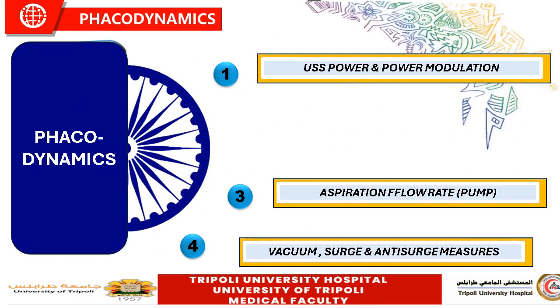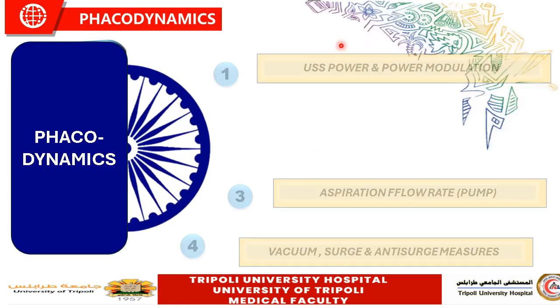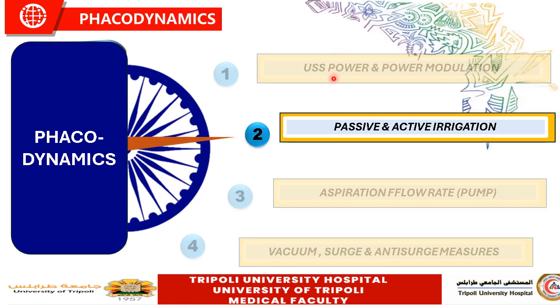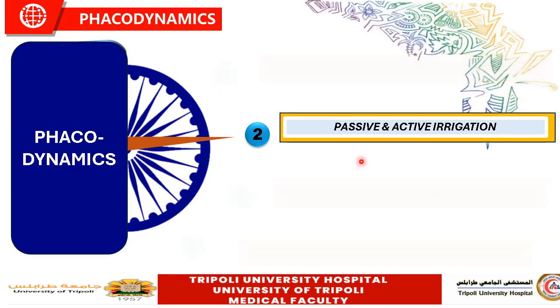Now, to remind you, we have finished the first item, which is the ultrasound power modulation. The next item we'll discuss is passive irrigation and active irrigation.